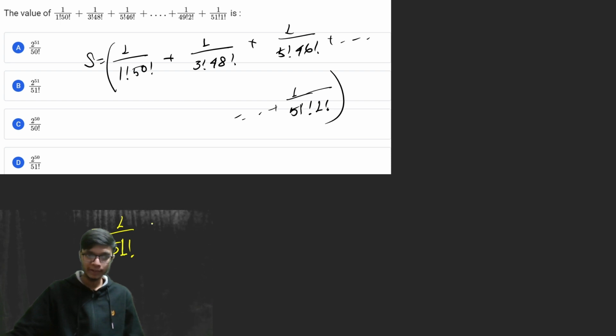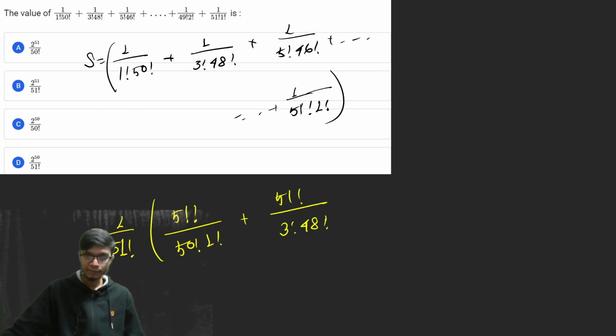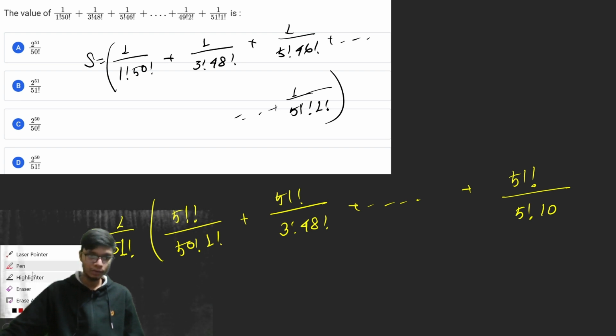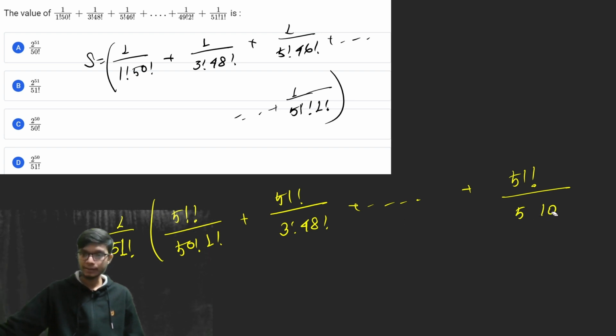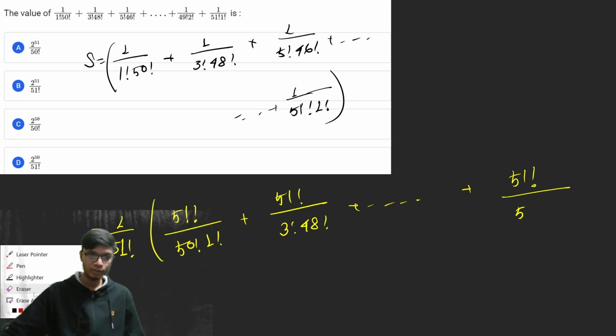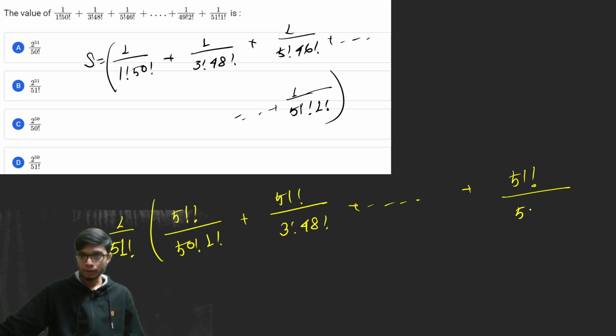So the value is 51 factorial divided by 50 factorial into 1 factorial, plus 51 factorial divided by 3 factorial into 48 factorial, and so on up to the last term, that is 51 factorial divided by 51 factorial into 0 factorial. Now, instead of writing 1 factorial, I am writing this as 0 factorial. Why? Because 1 factorial is equal to 1 and 0 factorial is also equal to 1. And now you will understand the importance of doing so.